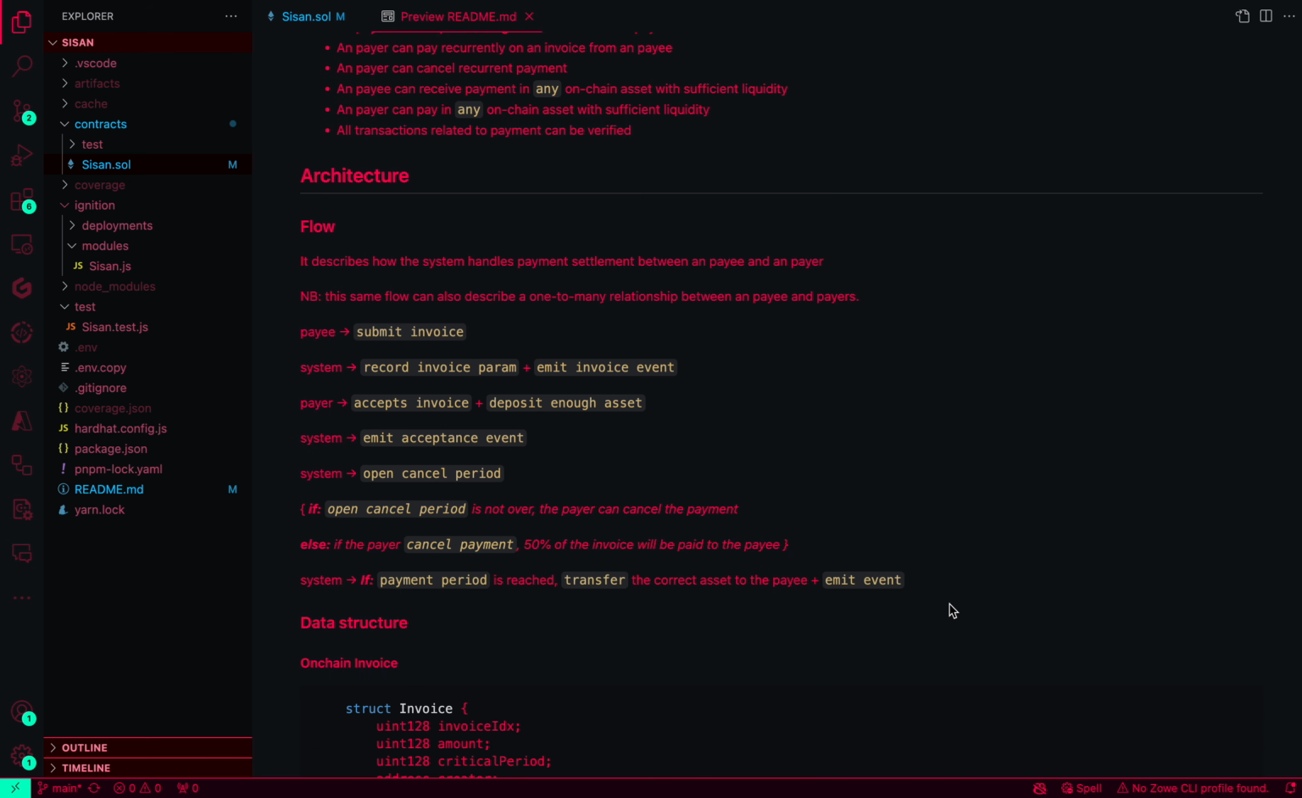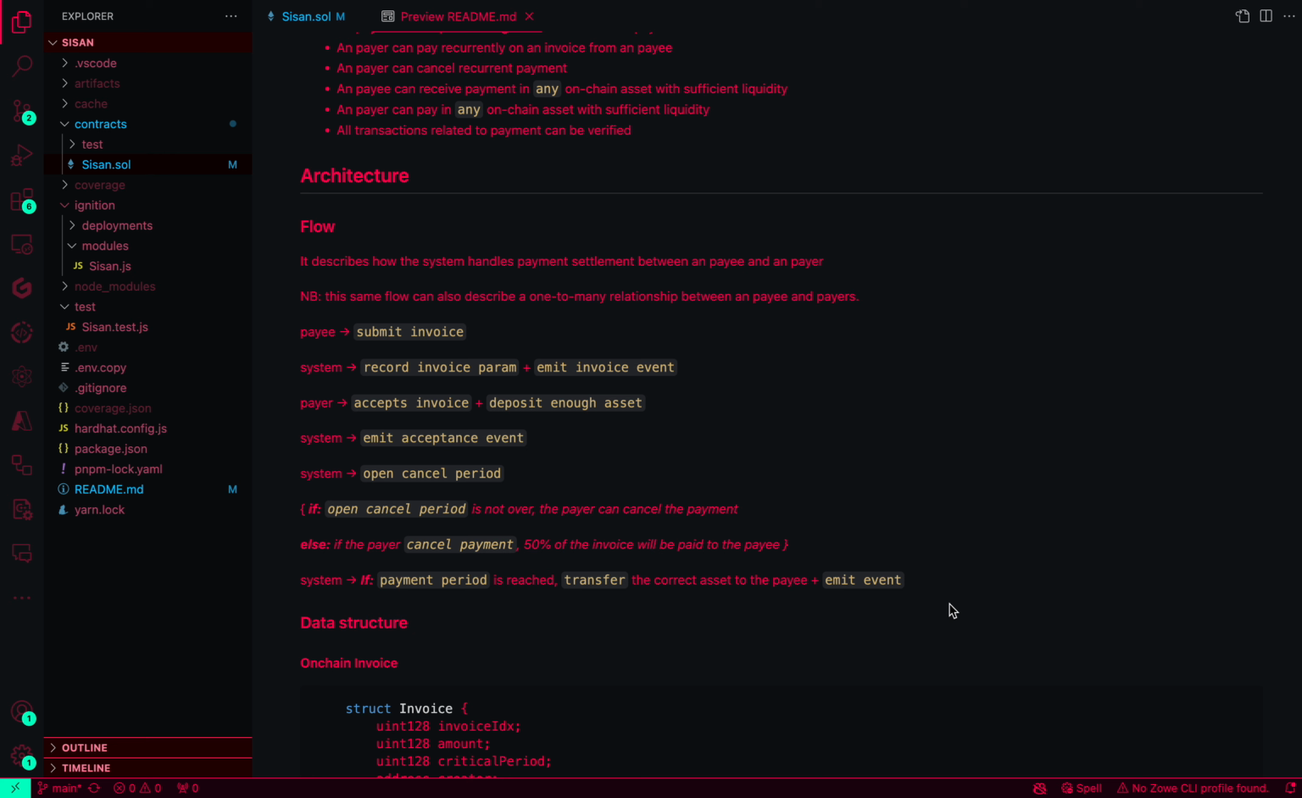This is the flow of the architecture. Payee submits an invoice, and the system records the invoice and emits an event. And the payer accepts an invoice and deposits enough assets on the invoice, and the system recognizes that and emits an event that the payer has accepted an invoice.